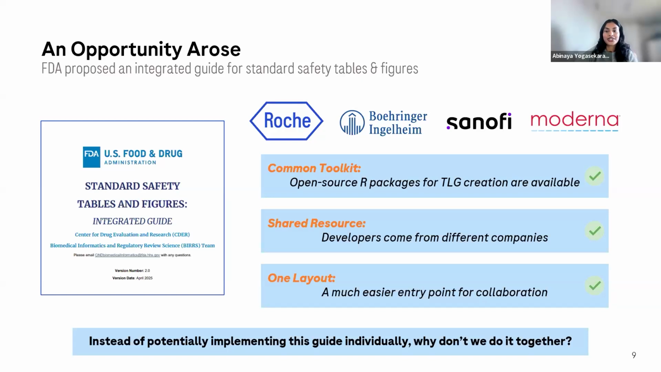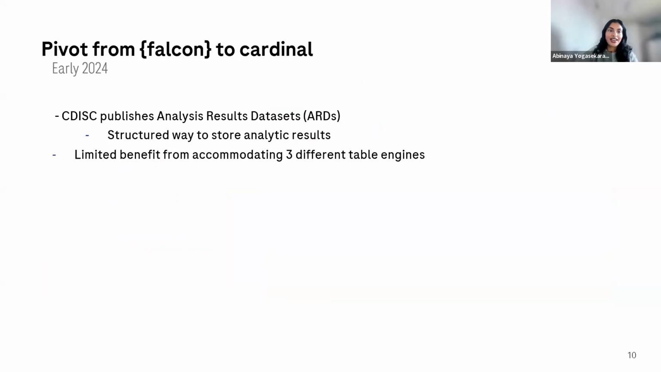Another thing is shared resources. So we have developers from different companies, which means everyone's bringing their requirements at least to the table and we're having a discussion about it. We're able to incorporate all those different requirements. Everyone's needs are being heard when we're developing this and trying to align it with the standards. And we're making sure that everyone's happy with the outcome and everyone's aligned with the standards and the requirements. And having a single layout makes it an easier entry point for collaboration. So we have more efficient data review processes as well.